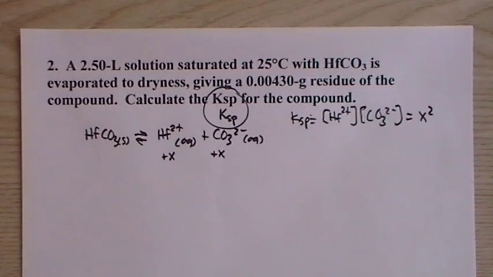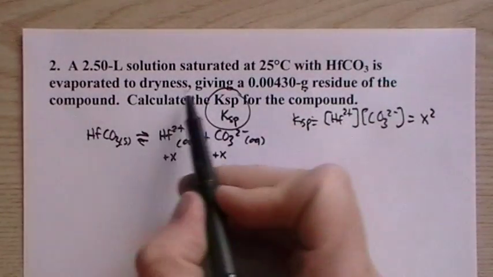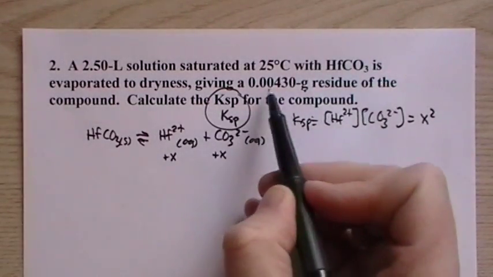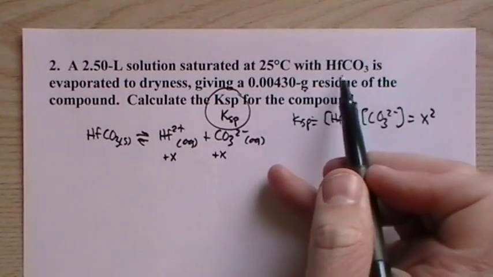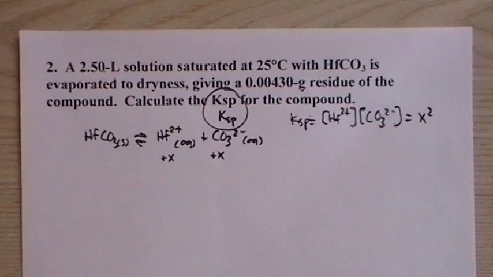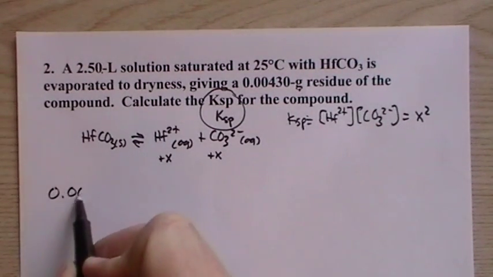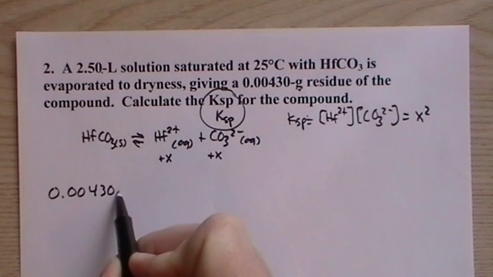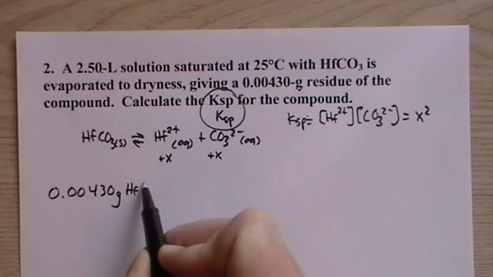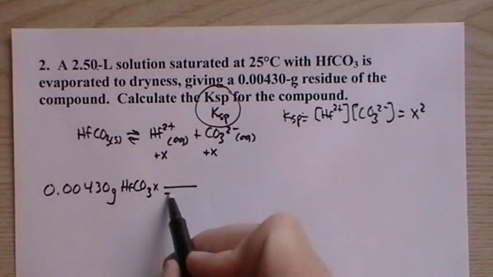Okay, so we have to determine what X is, and X is going to be moles per liter. So we're going to take grams, divide by the formula weight, or the molar mass of the hafnium carbonate. That'll give us moles. Divide by liters, that gives us concentration. So let's do that out. 0.0043 grams of hafnium carbonate. And the molar mass of this is 238.